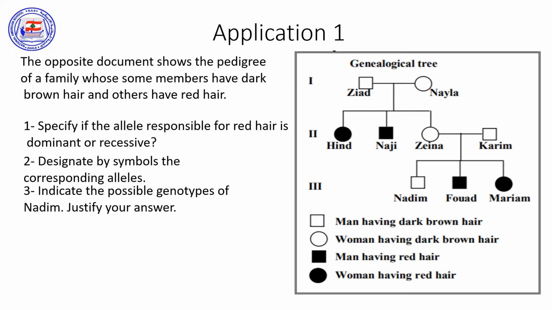Let's do the first application. The opposite document shows the pedigree of a family whose some members have dark brown hair and others have red hair. So it would be better if you pause the video for a few minutes and then try to answer these questions, please.